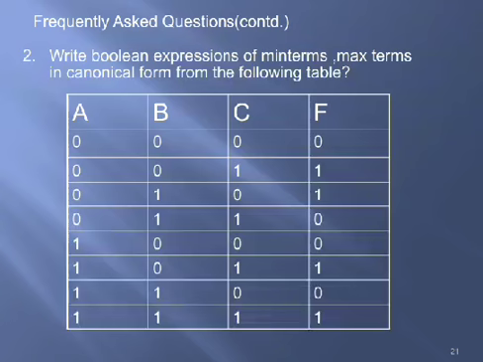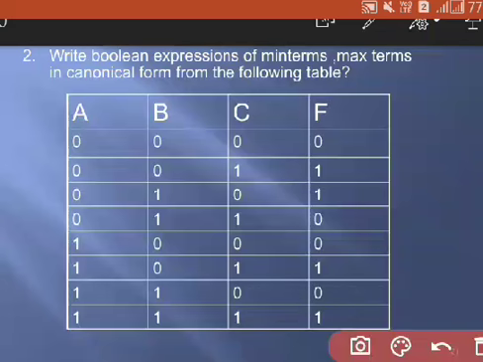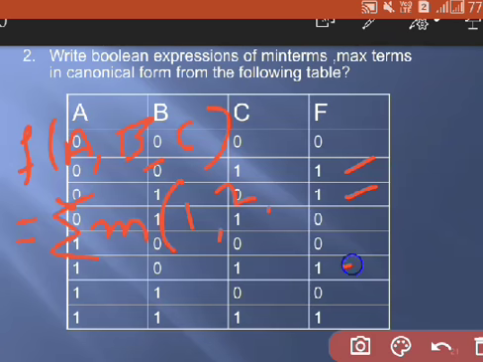So I can write f of a, b, c is equal to, if you are writing standard SOP form, sum of products form, for writing the expression in sum of products form, what you need to consider? You need to consider for which input rows you are getting the function f as 1. So for m1, m2, m5 and m7. So 1, 2, 5, 7.